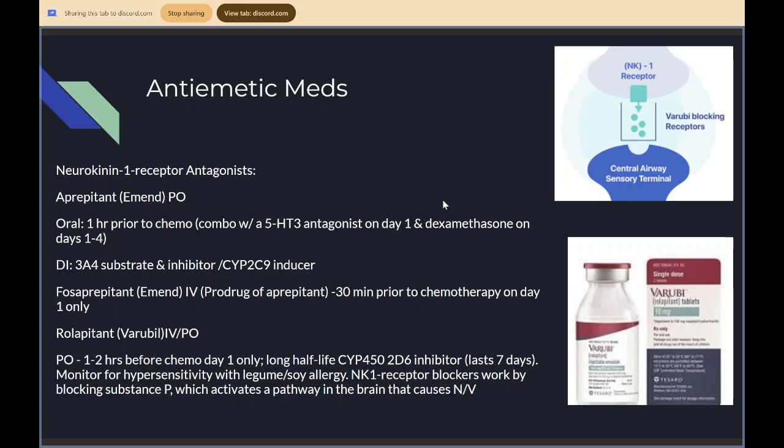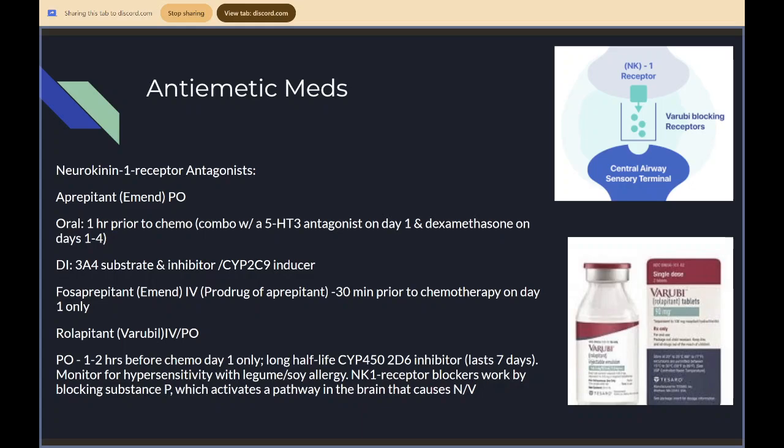Now, next we have the neurokinin 1 receptor antagonist, also known as the NK1. And on the top right, you see Varubi, the mechanism of action. On the bottom right, you'll see a vial and the tablets. So aprepitant is Emend, that's oral, 1 hour prior to chemo, and we combo it with 5-HT3 antagonists on day 1 and dexamethasone days 1 through 4. It is a 3A4 substrate and inhibitor and a CYP2C9 inducer.